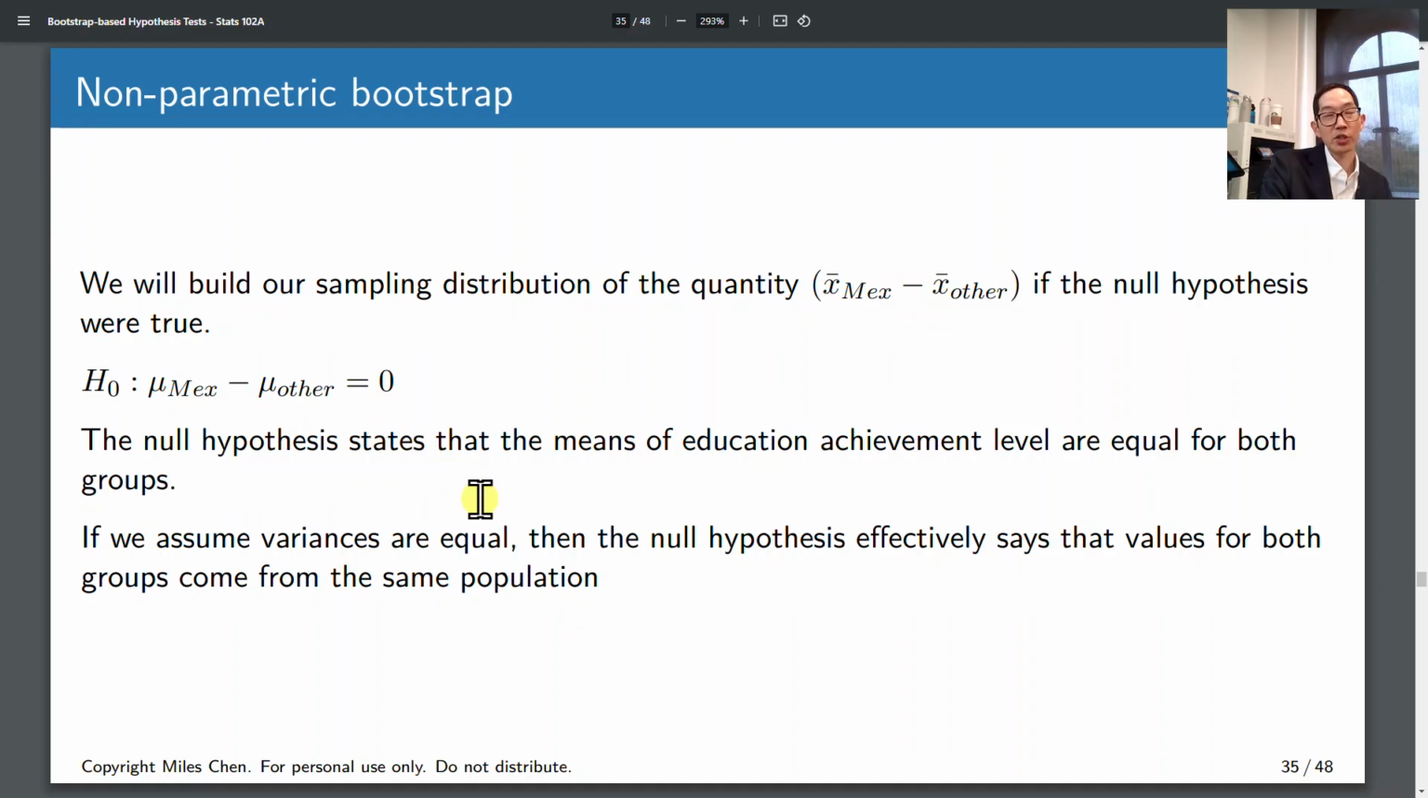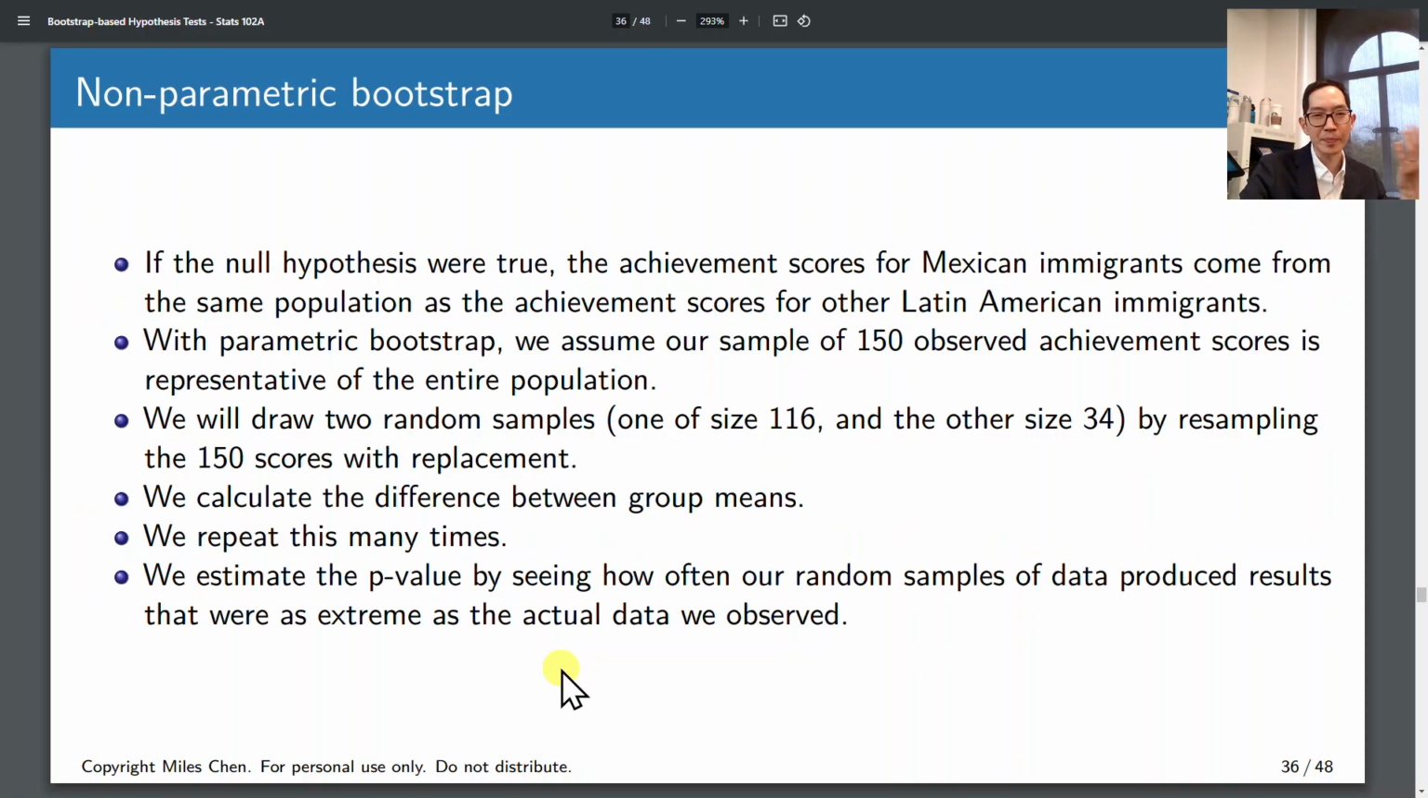So effectively, that would say that the values we're getting, if the null hypothesis were true, are saying that the values for education achievement for immigrants from Mexico are coming from the same population as education achievement scores for other Latin American countries. Because if the null hypothesis were true, we're saying that the means are the same, so therefore the values we're getting are coming from the same population.